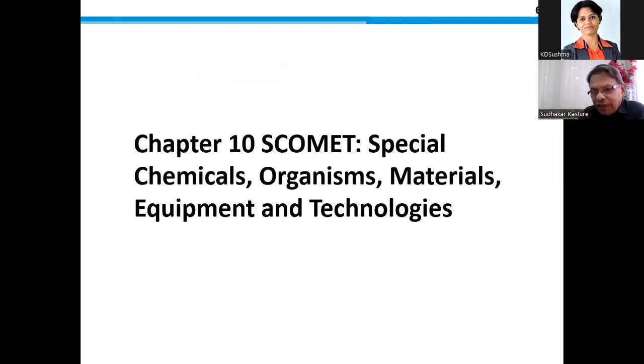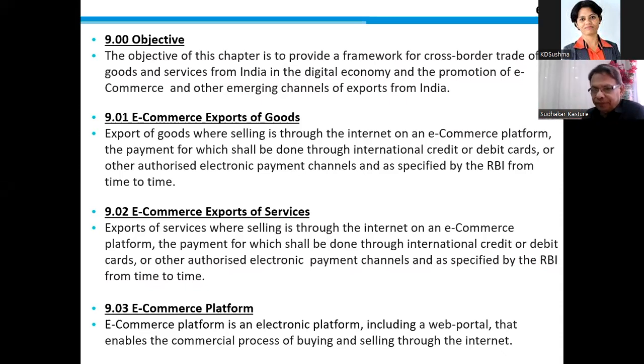So the idea of the government is to make sure that we promote export of goods and export of services using digital methodology. And that is why this chapter has been created specifically.